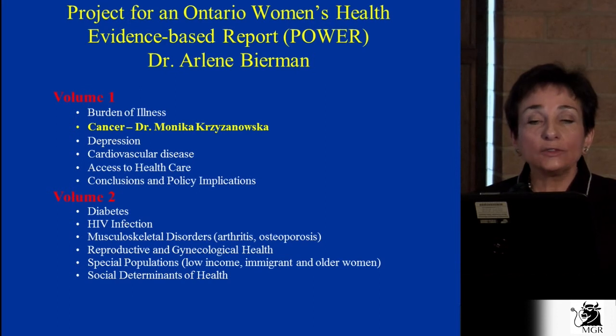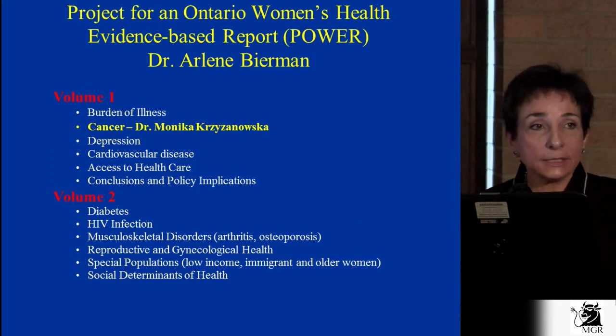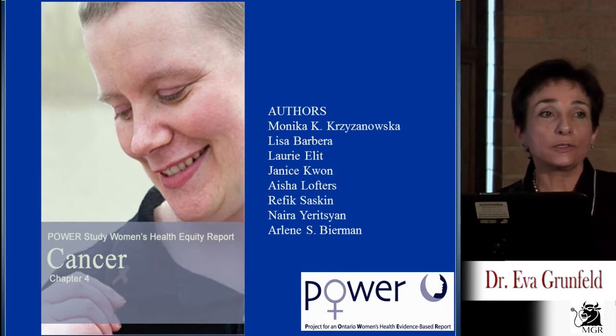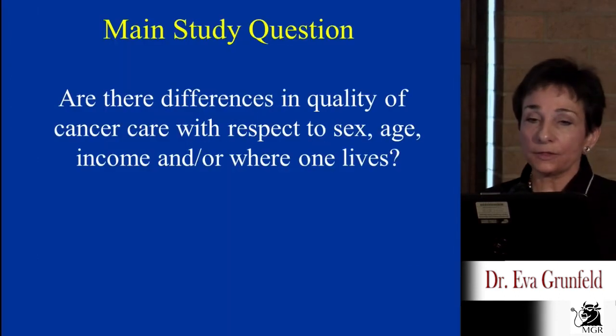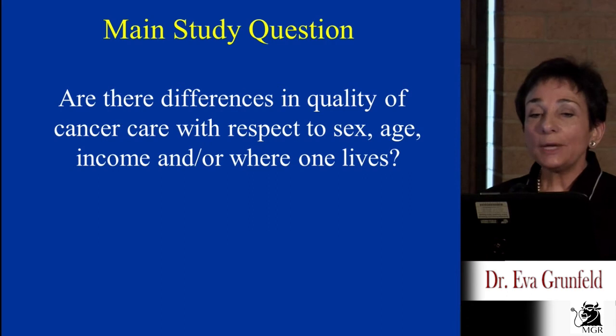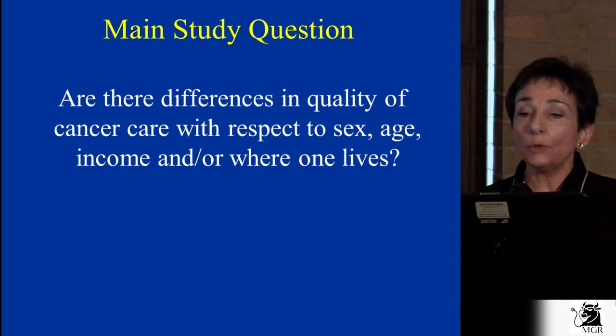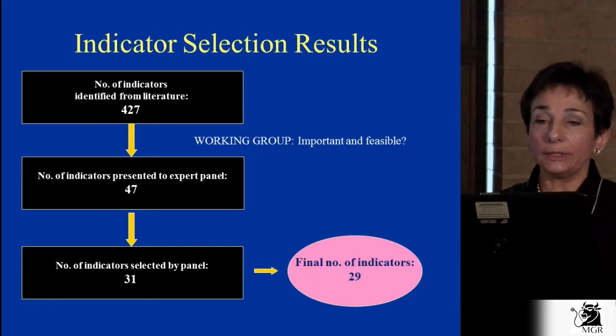And this is the range of different studies and diseases that they looked at, and I'm going to focus on the cancer chapter today, and here are the authors of the cancer chapter. So the main study question was, are there differences in quality of cancer care with respect to sex, age, income, or where one lives?